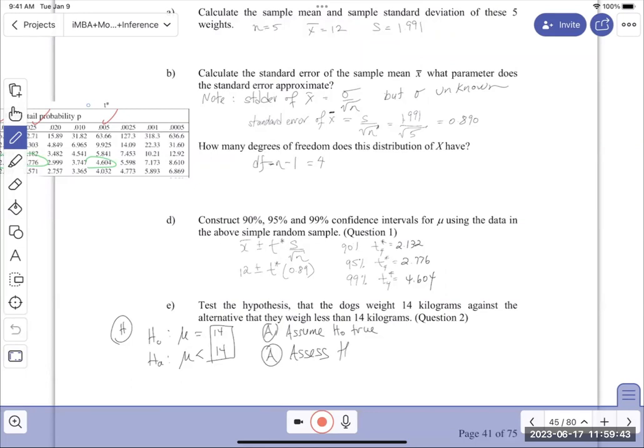So assess the evidence. I do them together and I say that T-stat is equal to my sample result, which was 12, minus its mean divided by its standard deviation. In this case, standard error. So remember, we have a hypothesized mean here. That's what I'm talking about. And then the standard error we calculated above.